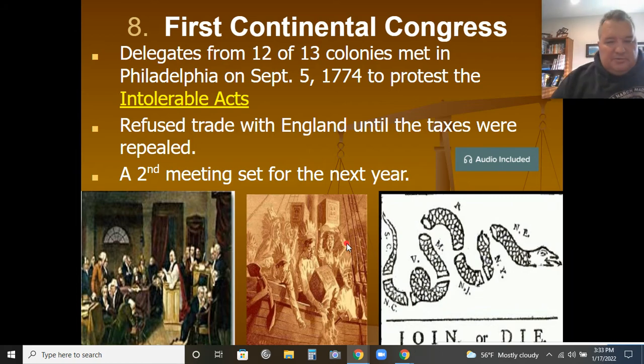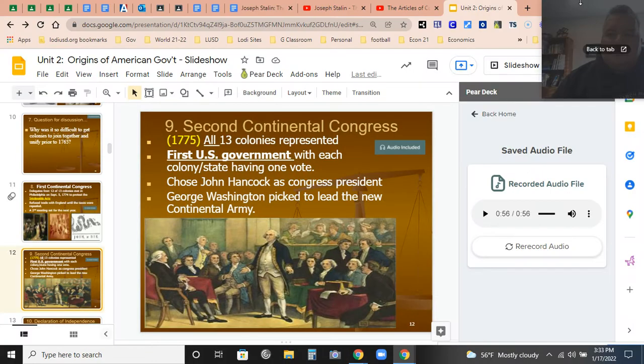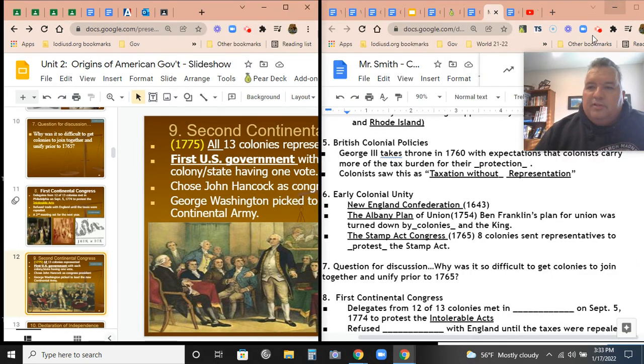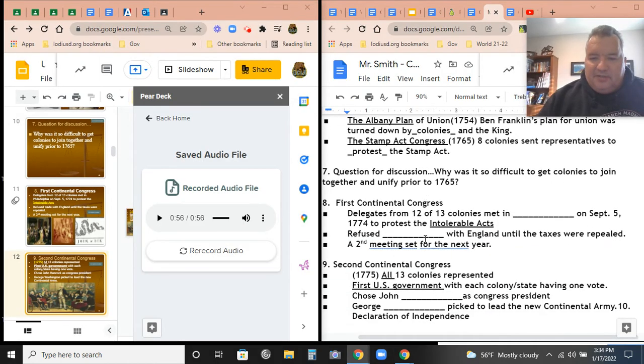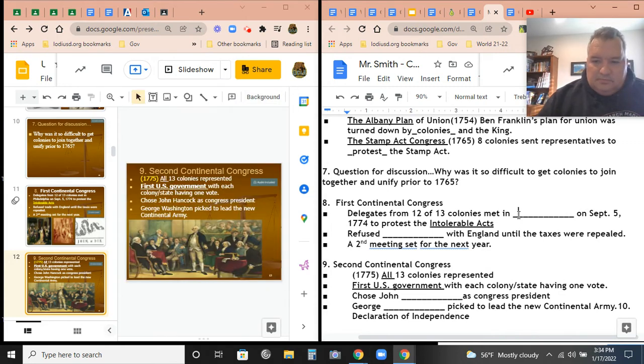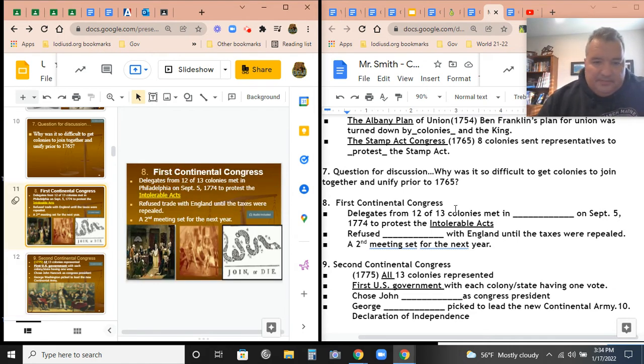Let's go ahead and jot down some notes. Hopefully this pace is comfortable. Not trying to go too fast, not trying to go too slow. Let's go up one. They met in Philadelphia. They refused to trade. That was the embargo reference.